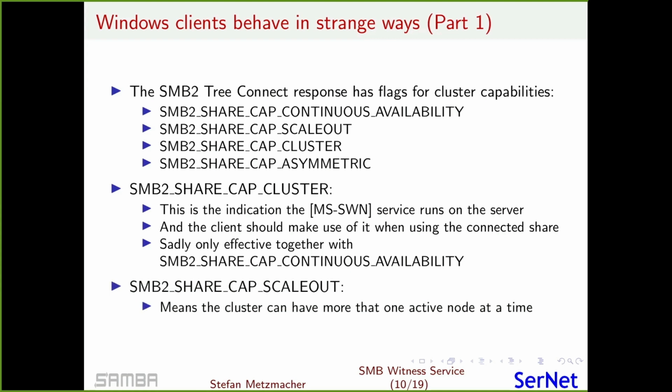The scale out bit, I don't think that has much impact at all for the client. Maybe one or two things. But the thing is that with CTDB, all shares are scale out by definition. So we always return that. And basically that indicates to the client that there's more than one node active at a time.